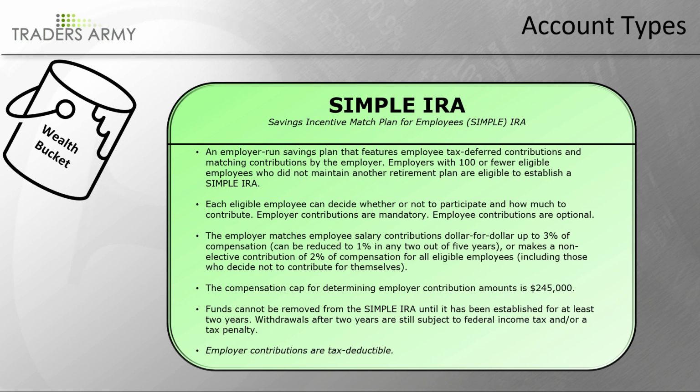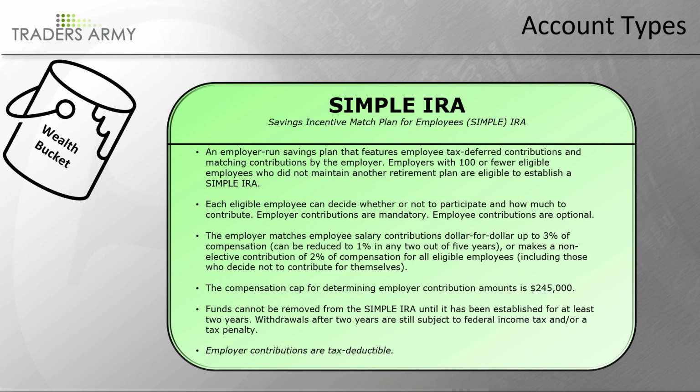Now, the compensation cap for determining employer contribution amounts is $245,000. If you've got people over 245, then you're going to want to move from the simple to the 401k. Funds cannot be removed from a simple IRA until it's been established for at least 2 years. All right, they're subject to federal income tax and/or a tax penalty, and the employer can match, and those contributions are tax deductible.